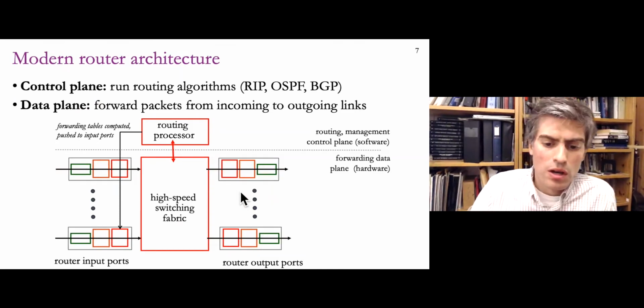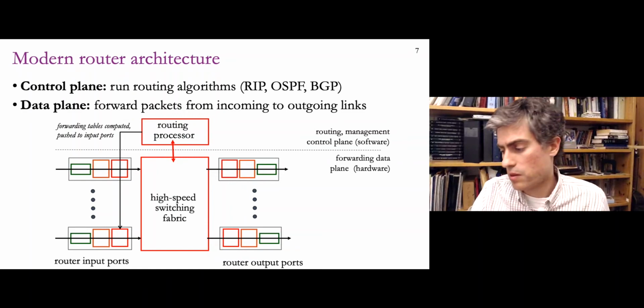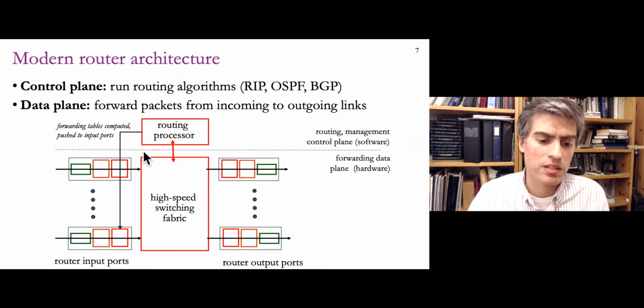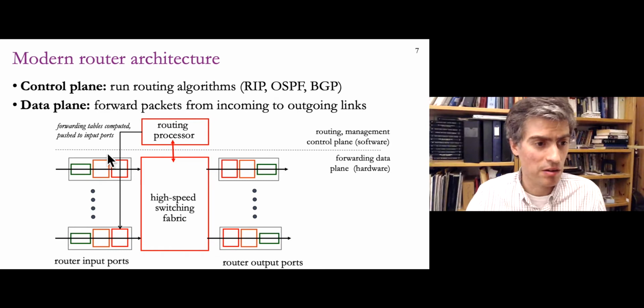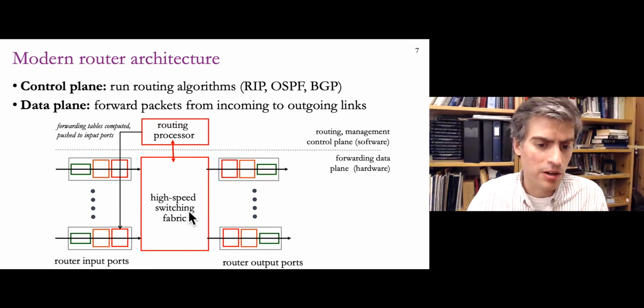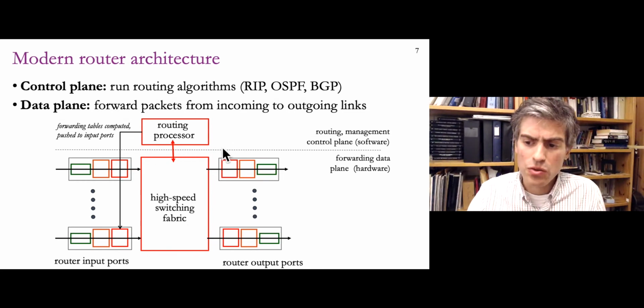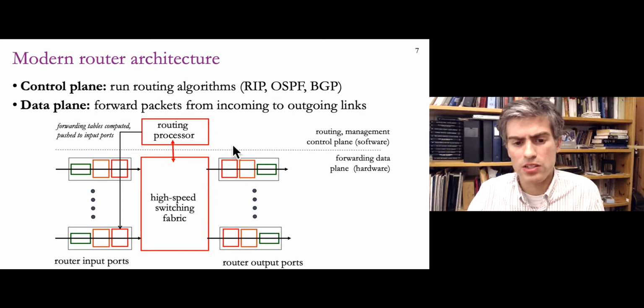So a router that can achieve higher performance doesn't rely on a single CPU to examine every packet. It does things in parallel, and it uses this design with input ports being connected to output ports with a high-speed switching fabric. There also is some kind of processor that implements the control plane, which is to say decides the routing algorithms. We're going to be talking a little bit more about that later in this lecture and then in following lectures.